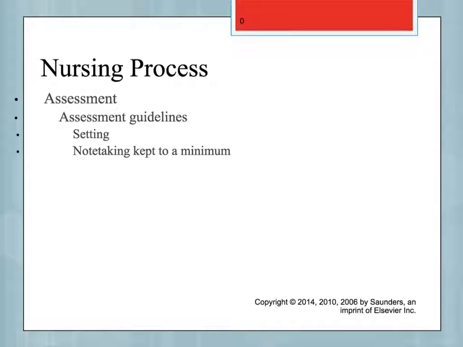The setting should always be private and without distractions, in an area where they feel comfortable. Note-taking should be kept to a minimum, since it makes individuals nervous when you're taking a lot of notes during these discussions. Interviews should be free of personal biases and judgmental attitudes, and this goes for your verbal and nonverbal communication. Good eye contact, relaxed posture, and friendly facial expressions can help facilitate the patient's comfort and their ability to communicate openly and be more receptive.